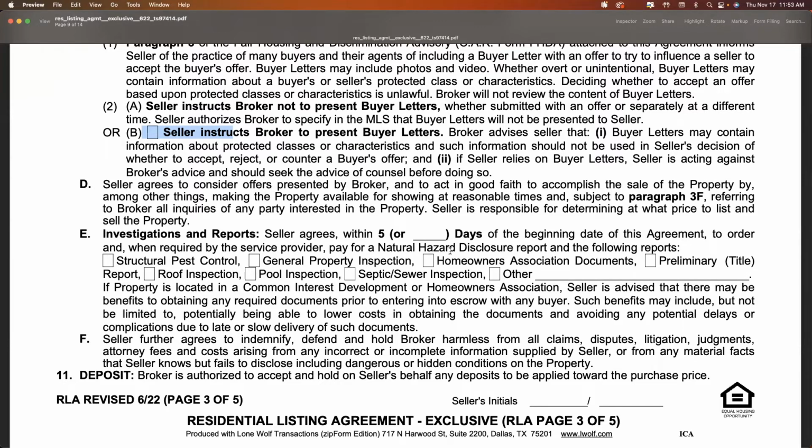Seller agrees within 5 days of the beginning date of this agreement to order and, when required by the service provider, pay for a natural hazard zone disclosure report and the following reports: structural pest control, general property inspection, homeowner association documents, preliminary title report, roof inspection, pool inspection, septic sewer inspection, or other. Okay, so you could put in your listing agreement that the seller's going to provide all of these things and they're going to get them within 5 days of the acceptance.